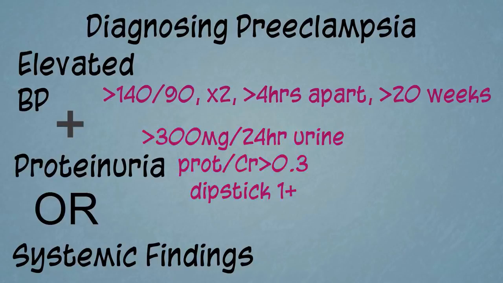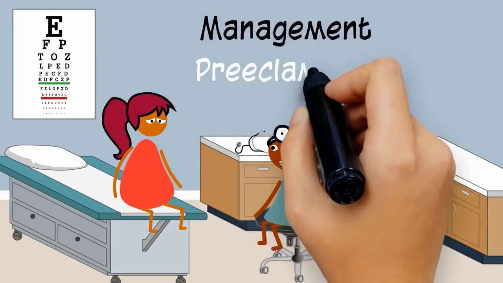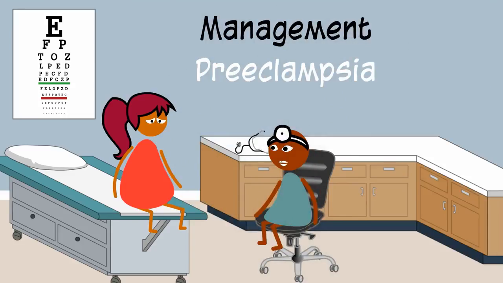In the absence of proteinuria, severe features including a platelet count less than 100,000, serum creatinine greater than 1.1, elevated liver transaminases to twice normal concentration, pulmonary edema, or new onset cerebral or visual symptoms can also make the diagnosis. The management of patients with preeclampsia involves weighing the risks of maturity of the fetus with the risks of maternal morbidity of worsening disease progression.